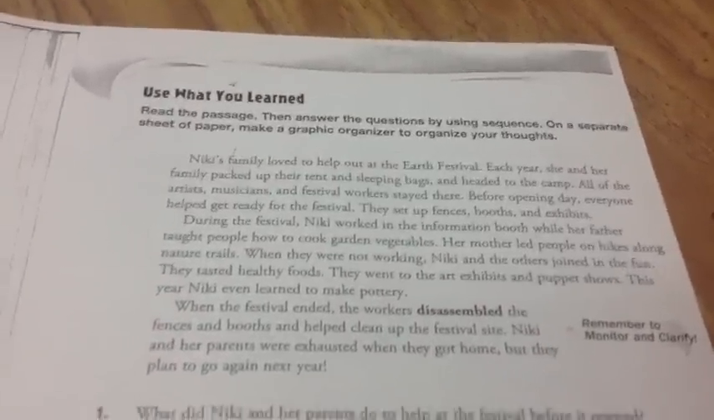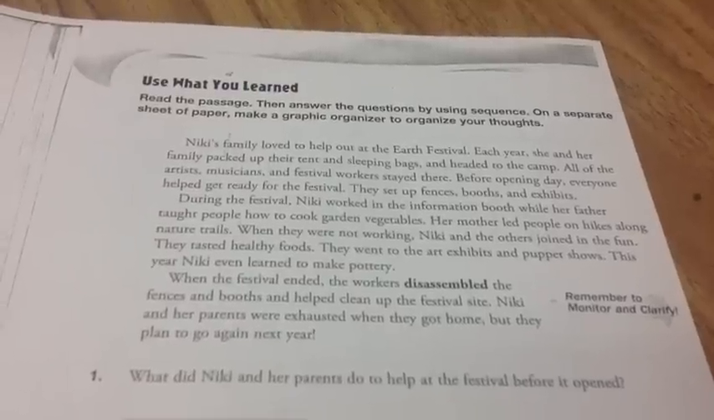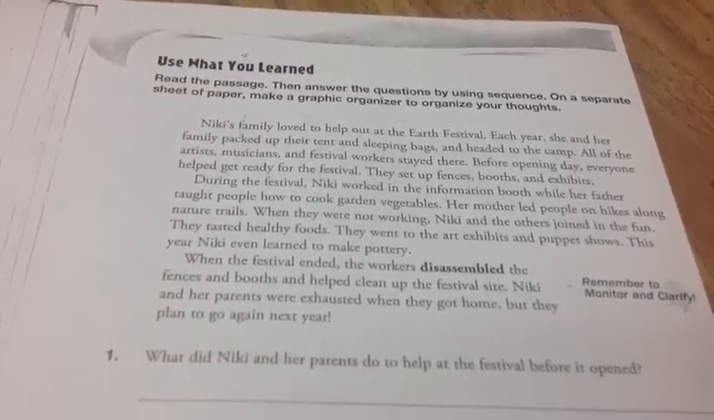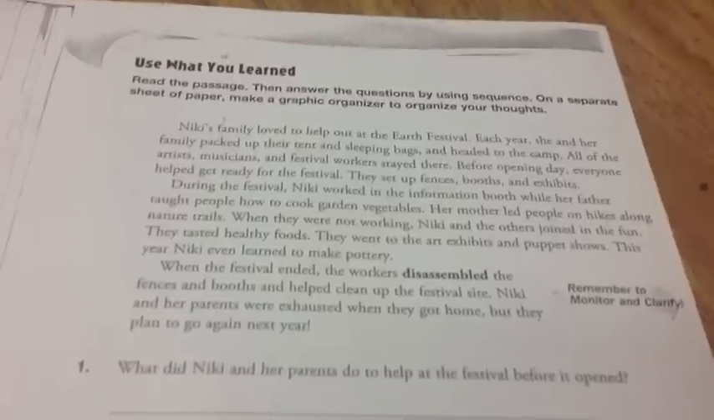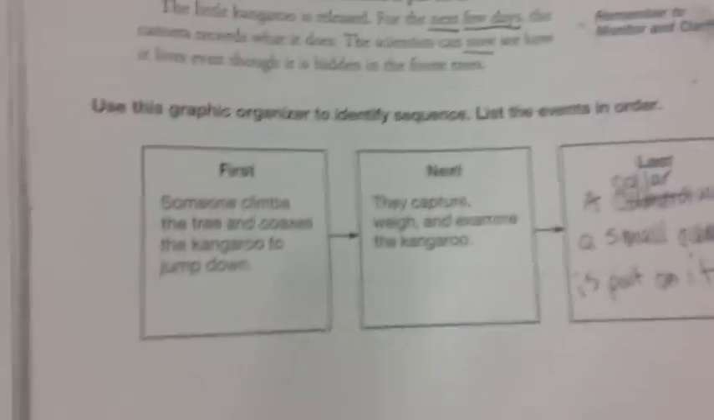Okay, once you complete those notes, you're ready to turn the page over and use what you learned. Let's look at the directions for using what we learned. It says, read the passage, then answer the questions by using sequence. On a separate sheet of paper, make a graphic organizer to organize your thoughts. Okay, we're going to skip that part. If you want to use a graphic organizer, you can make it down here, or you can make it on the bottom of the first page underneath their graphic organizer, so you'll know how to create one. All right, let's go ahead and read the story, and then we're going to answer the questions.